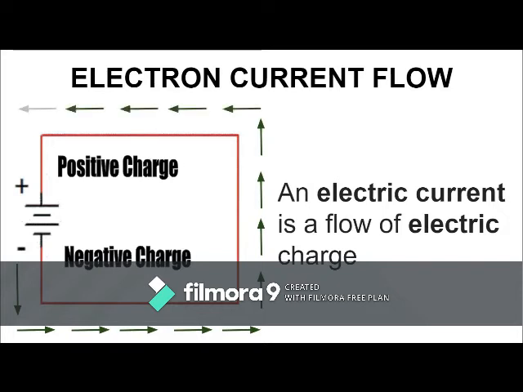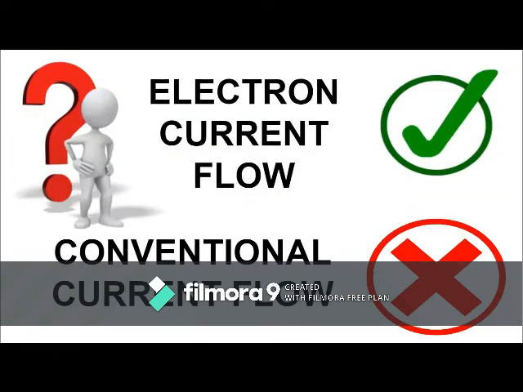If you have noticed, this is quite opposite to the conventional current flow, correct? However, let's go back to our definition that an electric current is a flow of electric charge, or basically the electrons. So are we saying that the electron current flow is correct and the conventional current flow is wrong? Well, let's think about it first.